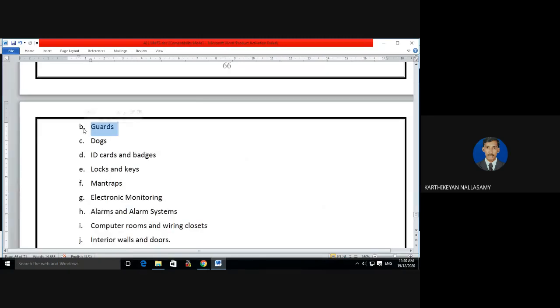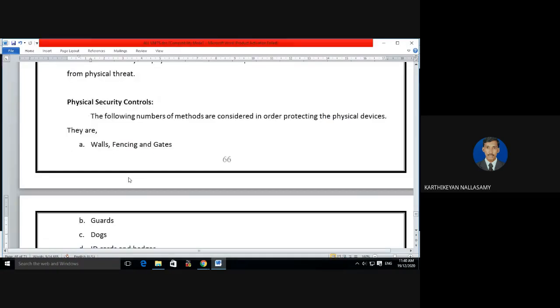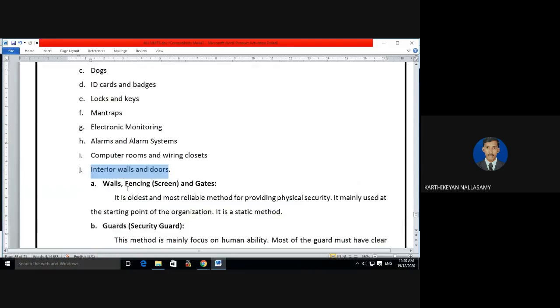We are going to provide guards. We are going to have dogs. We are going to provide ID cards and badges. We are going to provide locks and keys, man traps, electronic monitoring, alarm and alarm systems. We are going to provide computer rooms and wiring closets, interior walls and doors. These are the different ways we are going to provide a physical level of security.